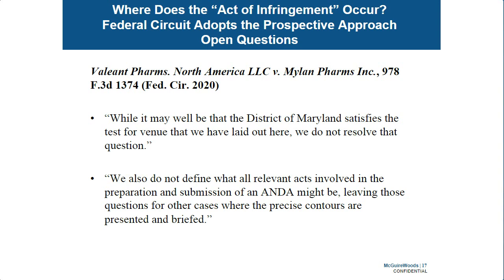And then the Federal Circuit also said, we also do not define what all relevant acts involved in the preparation and submission of an ANDA might be, leaving those questions for other cases where the precise contours are presented and briefed. So there's still not a definite, clear direction from the Federal Circuit as to what constitutes submission of an ANDA, okay? Because the Federal Circuit is saying, let's leave that for a future day to decide.